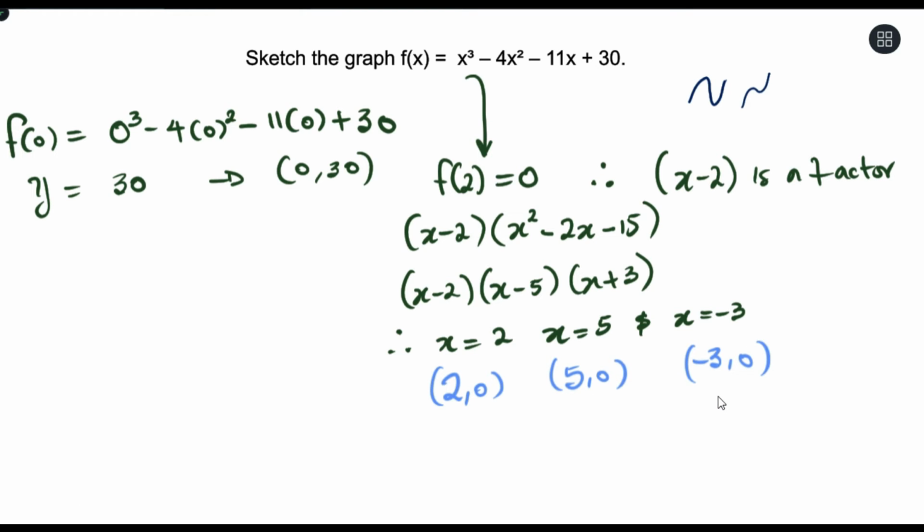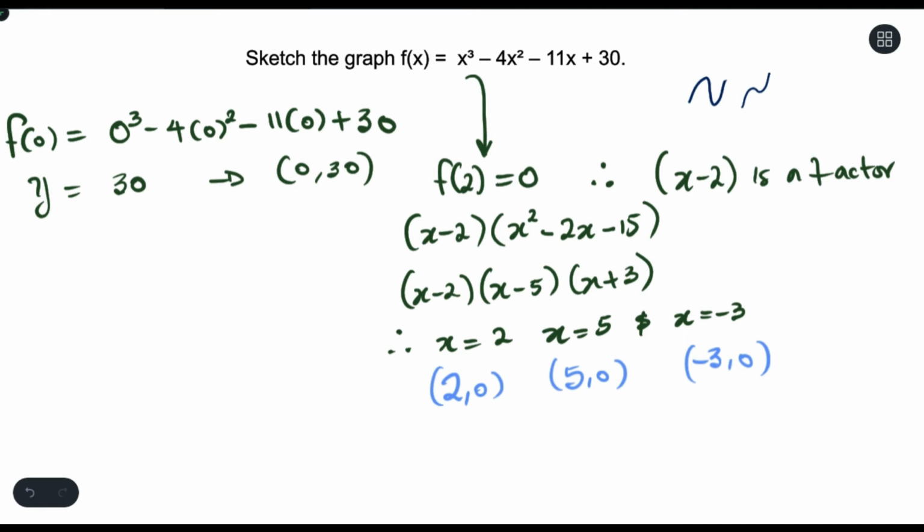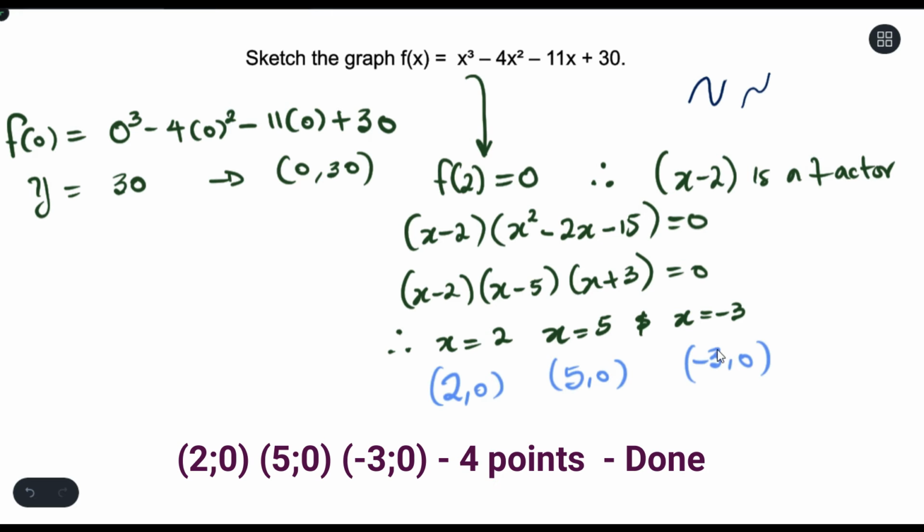So using the factor theorem, we factorize x cubed minus 4x squared minus 11x plus 30 to give you a linear factor and a quadratic factor, which is x minus 2 and x squared minus 2x minus 15. And since it's a quadratic, we can factorize it again to give you x minus 5 and x plus 3. I forgot to say that this whole thing equals 0. That's the reason why we get our coordinates. We have 3 more coordinates: (2, 0), (5, 0), and (-3, 0). So we have our x-intercepts.